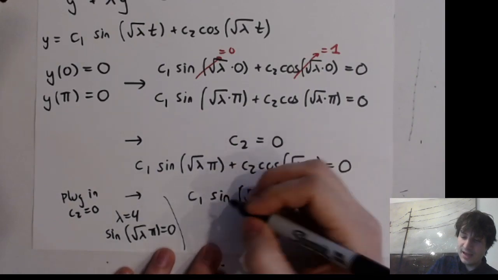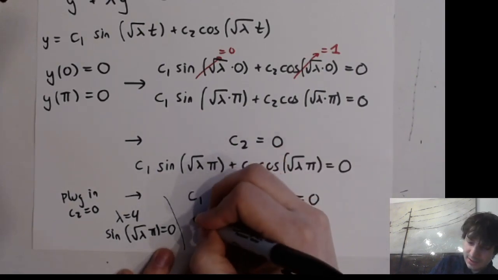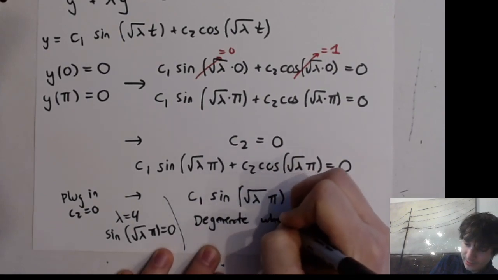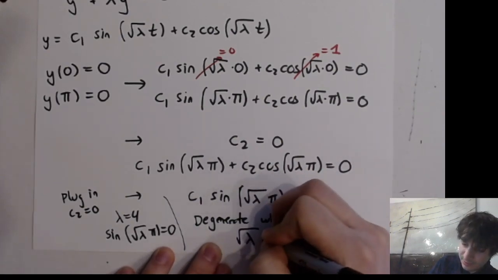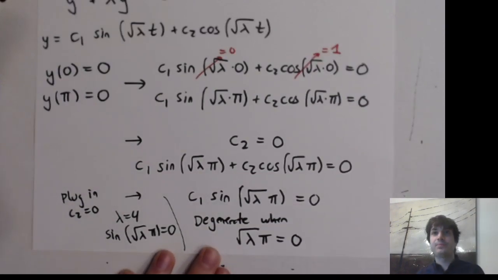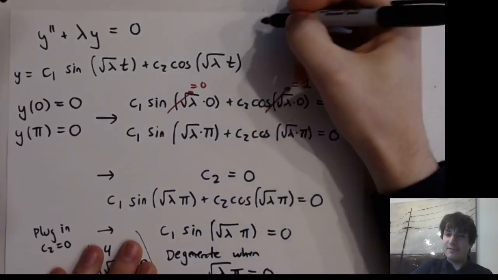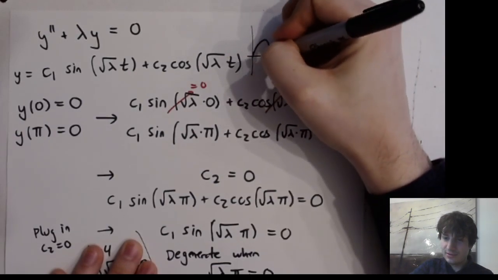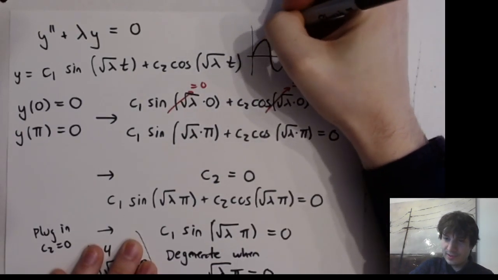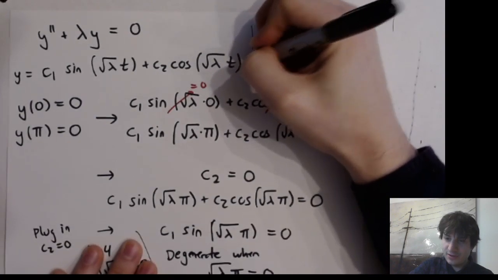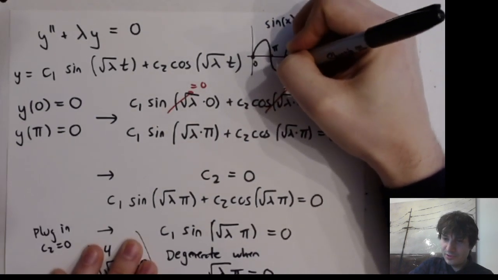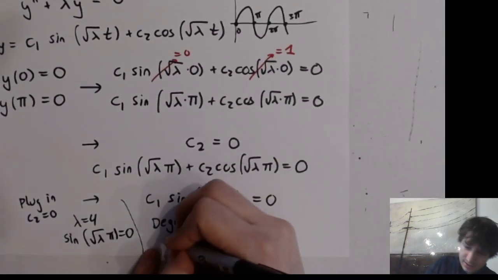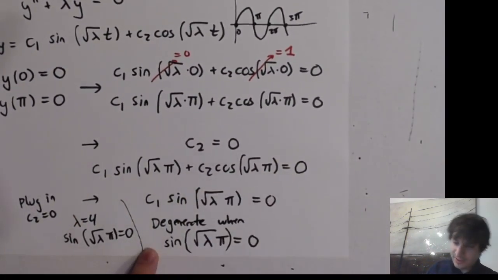So the thing that needs to happen is this is degenerate when the sine of square root lambda pi equals 0. And now again, you have to know the graph of sine. So what does it look like? Here's sine, it goes like that, sine of x. It has zeros at 0, pi, 2 pi, 3 pi.